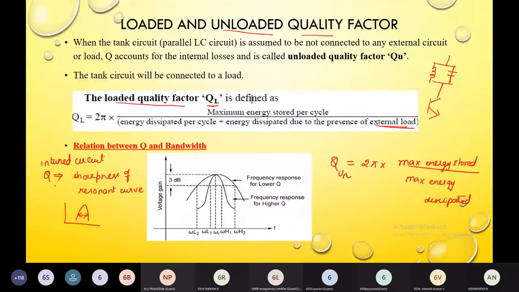Definitely both will be inversely proportional to each other. Because I should have a sharper resonant curve, and for a tuned circuit I have only a narrow band of frequencies, and of course in that case I will have a narrow bandwidth. So your quality factor and bandwidth are inversely proportional to each other. Your quality factor is equal to fR by bandwidth. Make a note of this formula. You will use it in all problems.